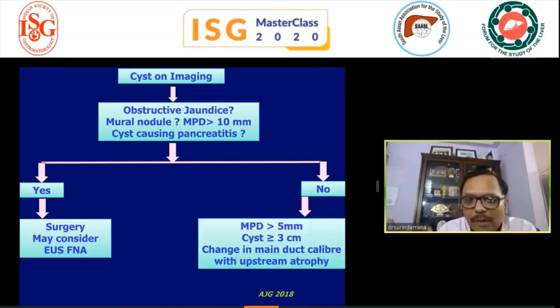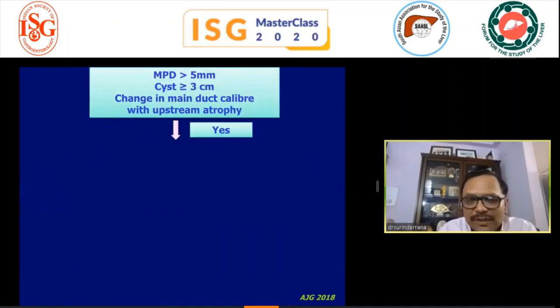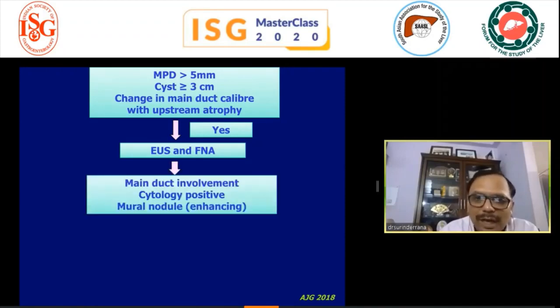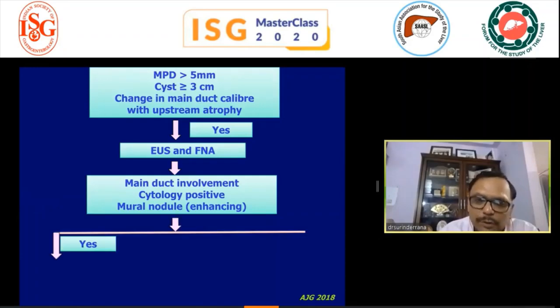If these features are not present, then you look for the duct diameter. Is it between 5 to 10? Is the cyst more than 3? And is there a change in main duct caliber? If these features are present, then you do an EUS. You look at the duct. You try to find if there is any polypoidal mass in the duct. If you are seeing a cyst, you look whether there is any mural nodule. If there is an abrupt change in caliber, you see whether there is any mass or not, and then you do an FNA. If there is main duct involvement in the form of a mass, if the cytology is positive, and if the mural nodule is enhancing, then this subgroup of patients should undergo surgery.